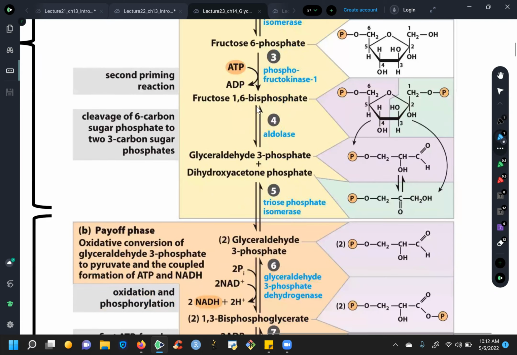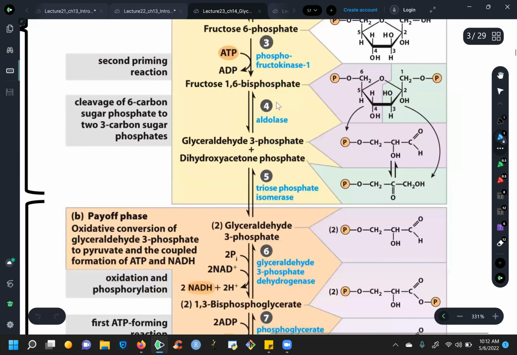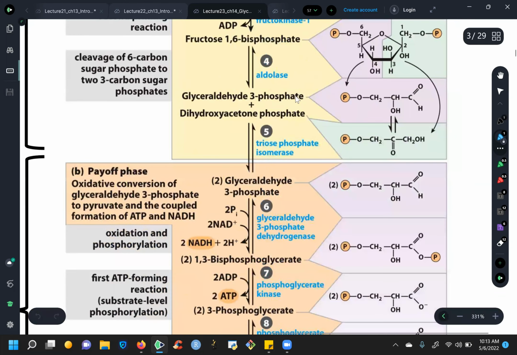Okay, so then aldolase is the next reaction, reaction number 4, aldolase. And this is the one that breaks this 6-carbon molecule into 2. So we went from fructose 1,6-bisphosphate to glyceraldehyde 3-phosphate and dihydroxyacetone phosphate.